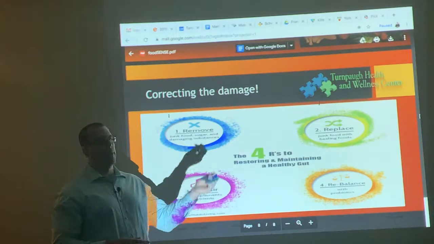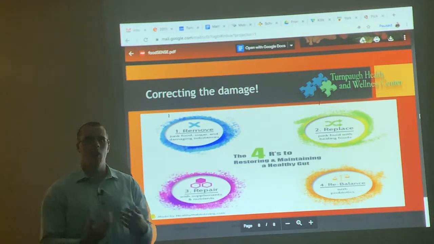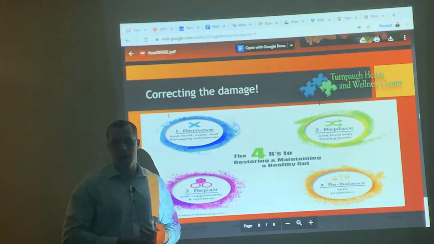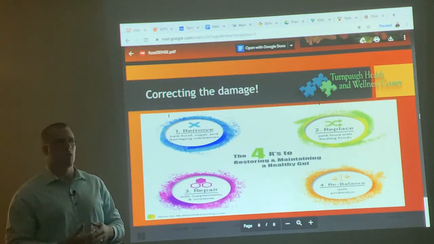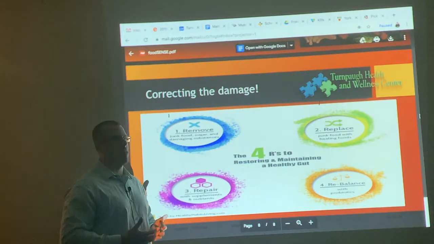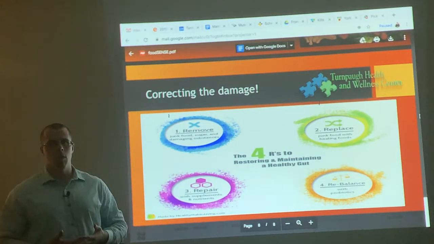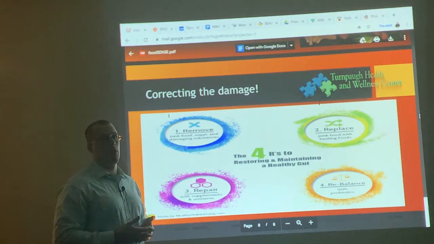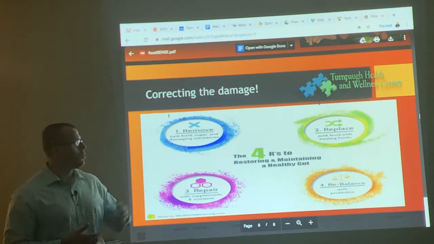Then we want to replace. So now it's talking about adding in healthy foods. I would even go to the point of replacing with enzymes here. So this is where we want to start enhancing digestive function, and we start wanting to improve the way we break down food and absorb food. Okay, so enzymes.